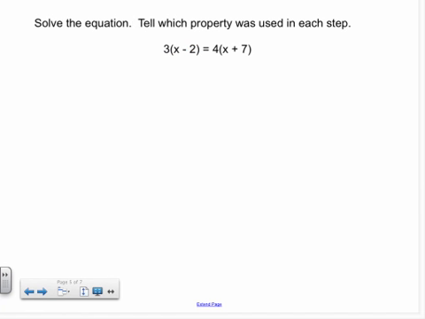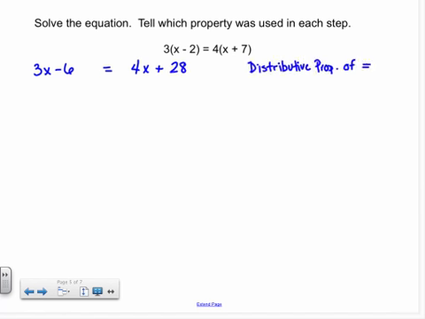Now let's see these properties in action. We're going to try solving a couple equations, but for a little extra fun, we'll justify each step along the way with one of the properties we've just reviewed. For our first attempt, we're going to try and solve and justify 3 times the quantity x minus 2 equals 4 times the quantity x plus 7. In this problem, we need to start by distributing the 3 and the 4 to get rid of the parentheses. That leaves us with 3x minus 6 equals 4x plus 28, and that was the distributive property.